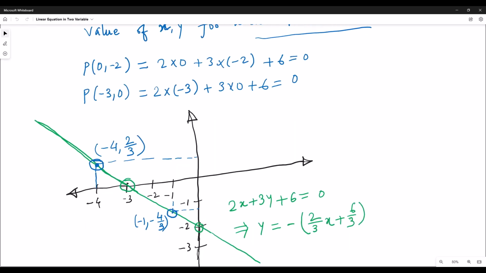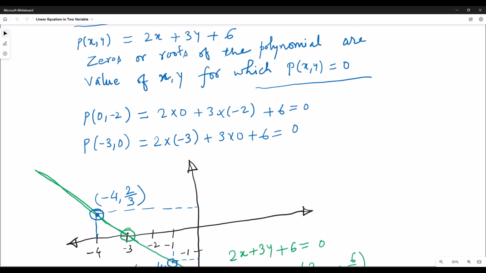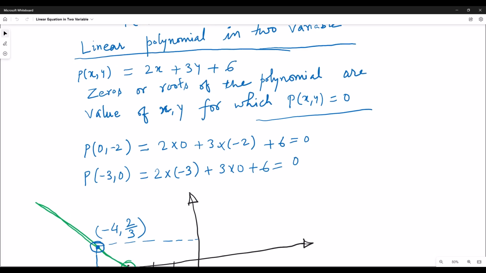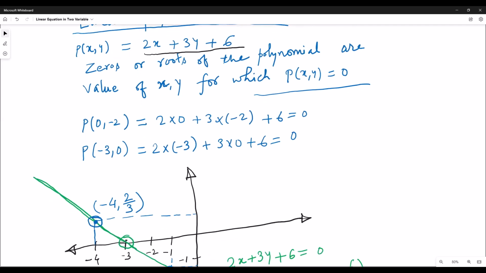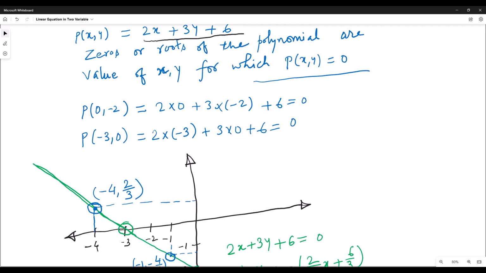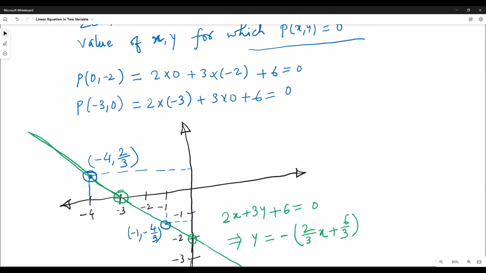Like this there will be infinite number of pairs of values for which this expression will be 0. If you try to find out how many solutions there are for this equation 2x plus 3y plus 6, how many pairs of x and y are possible for which p(x,y) is 0, you will find that such pairs of numbers are infinite.